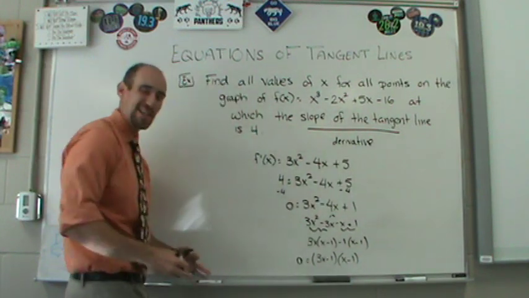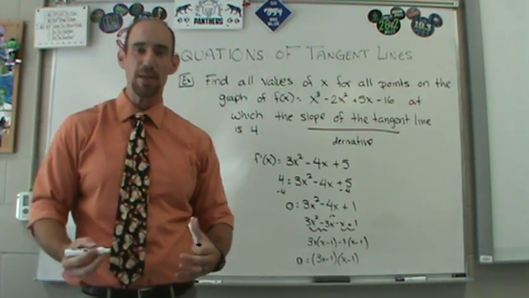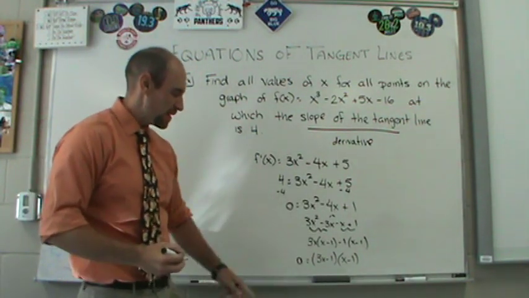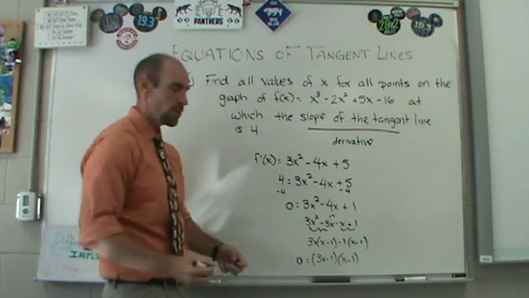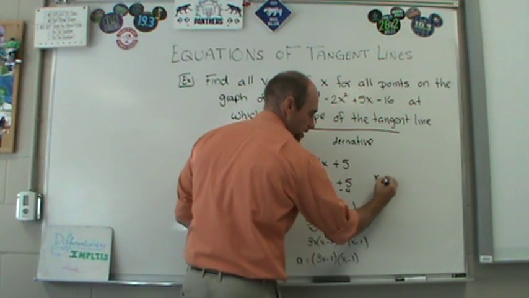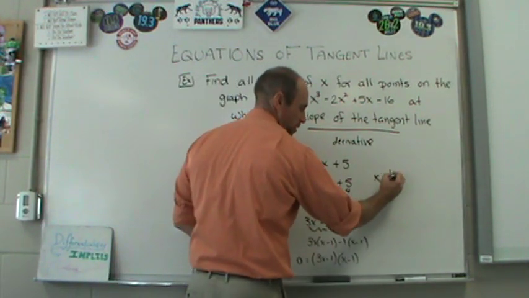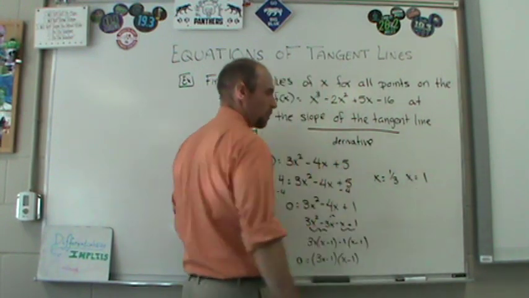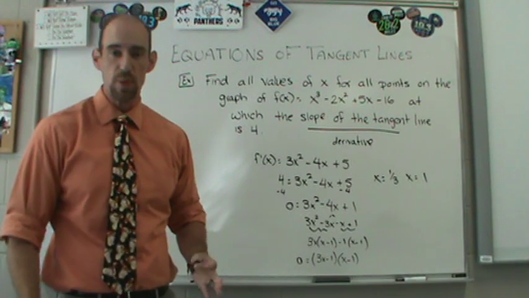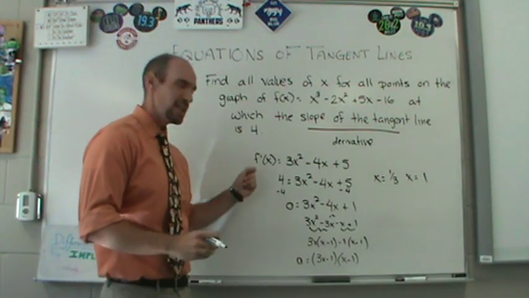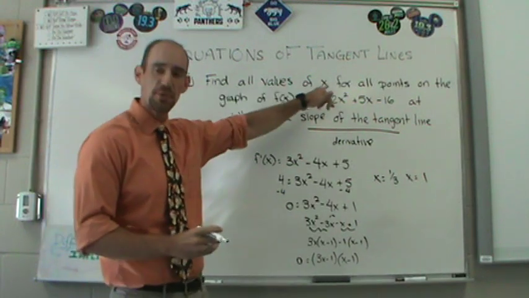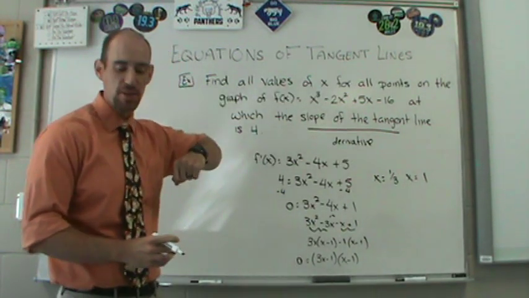I know it takes a few extra steps, but I like doing it because I make sure I'm always right this way. So I take these two factors, set them equal to 0, and I get two values: x equals 1/3 and x equals positive 1. These are the x values where the slope is going to equal 4. This particular question only asks for the x values, so I'd be done, that's all.